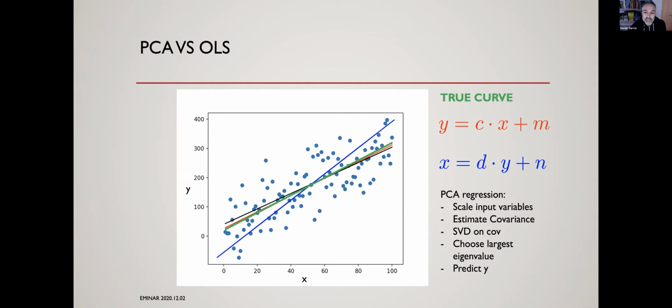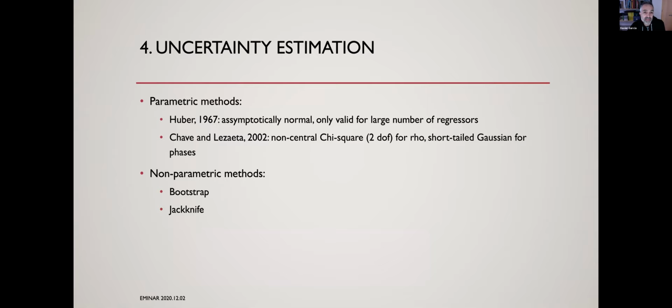So the last step in data processing is the uncertainty estimation. And there are two methods, the parametric and the non-parametric. Huber in 1967 already suggested that the regression problem, such as the robust least squares, is asymptotically normal, but this is only valid for a large number of regressors. And this is the solution if you use any package.